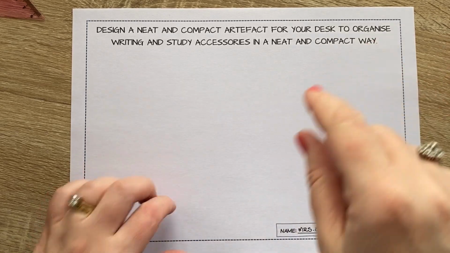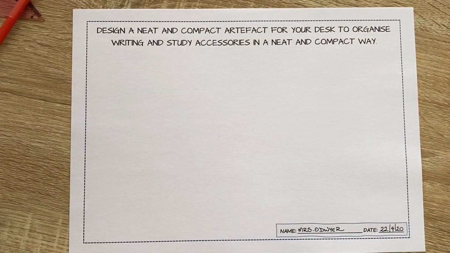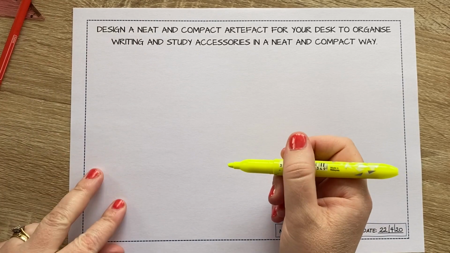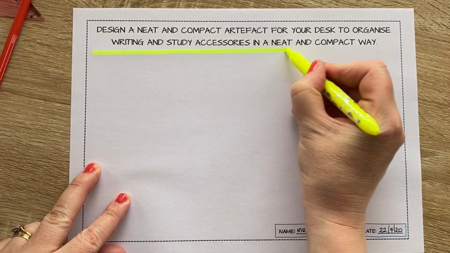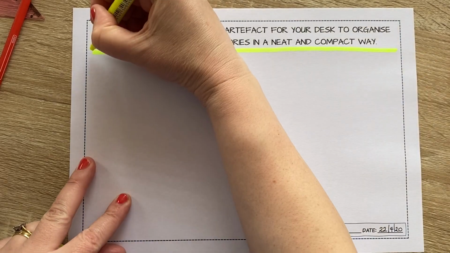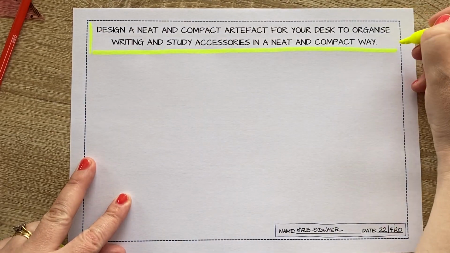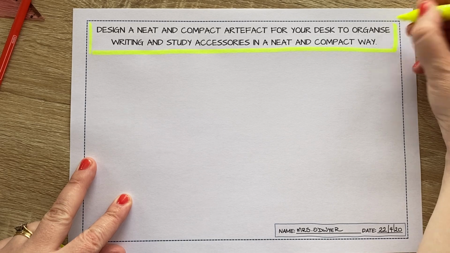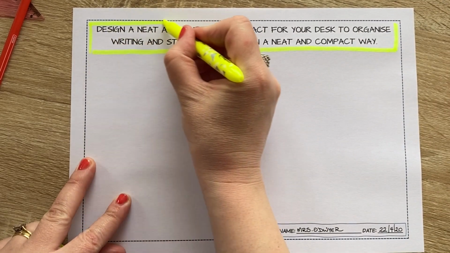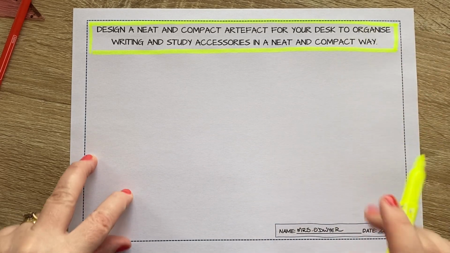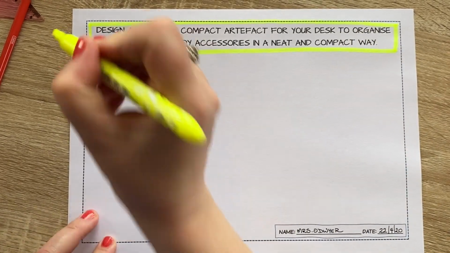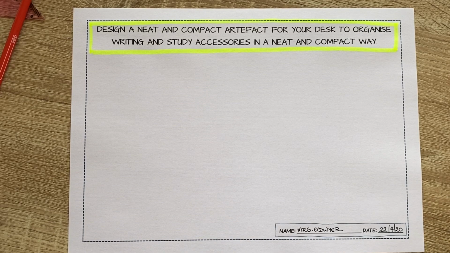Right, now, so what exactly are we doing here? Well, first of all, I'm just going to box that off there at the top. We already know what our brief is. A compact artifact for your desk to organise writing and study accessories, stuff we all need at the moment, in a neat and compact way. Right, so just keep that. The reason it's up there is so that you keep thinking about it. It's still cycling away in your head.